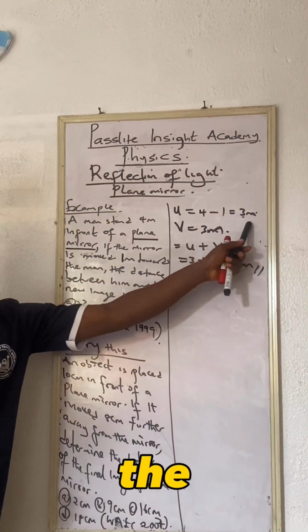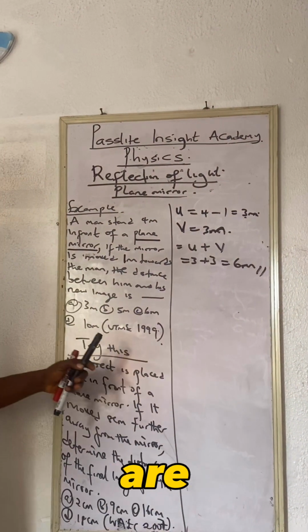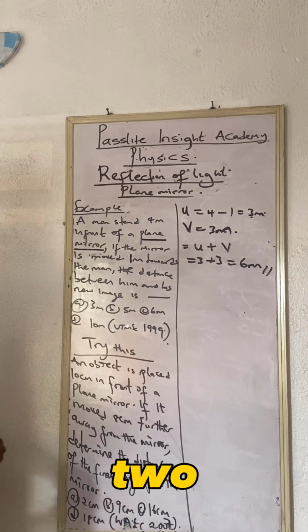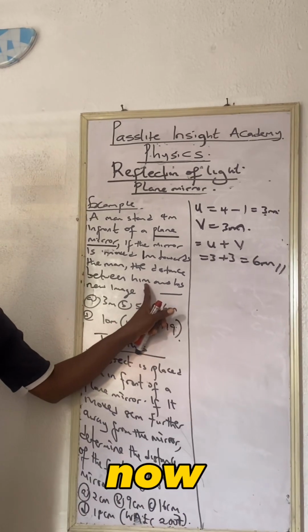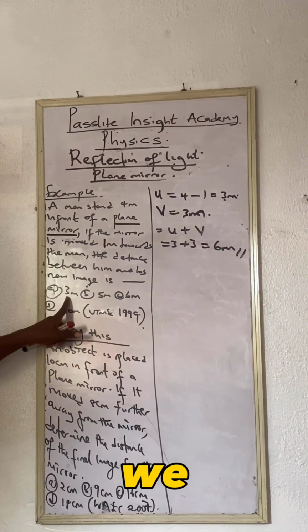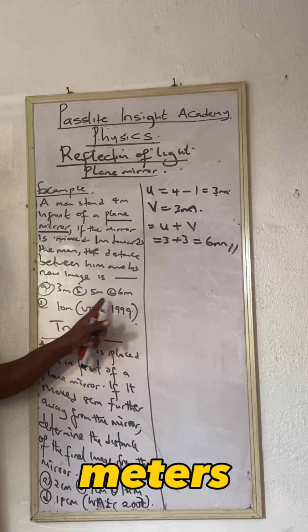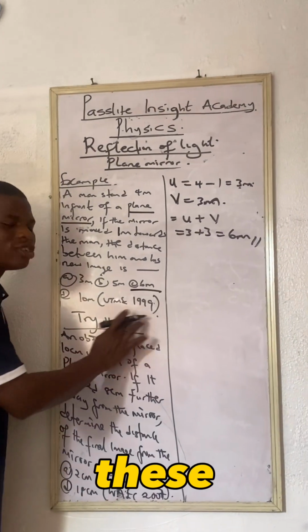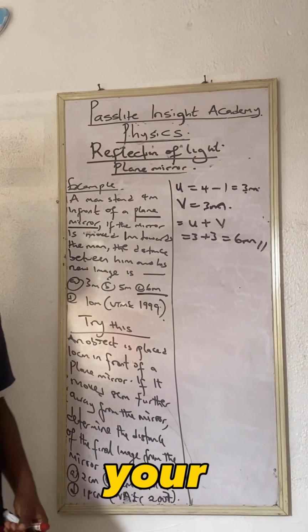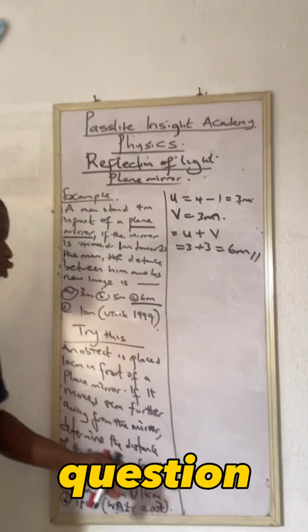So in the options you see 3 meters. Please don't go straight to the 3 meters. We know they are the same, but they are asking for the distance, the addition of the two, between him now and the image. So we have 3 meters, 5 meters, 6 meters, 10 meters. So the answer is 6 meters, option C. These u and v questions, you can try to twist your mind, but it's very easy. You might have a long question, so try to do this.